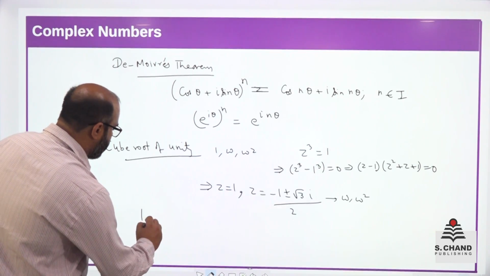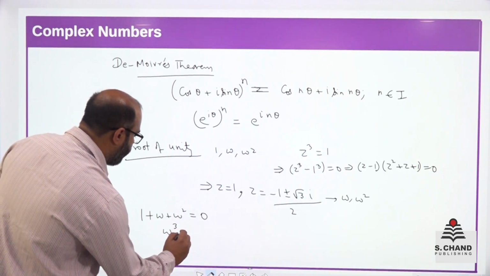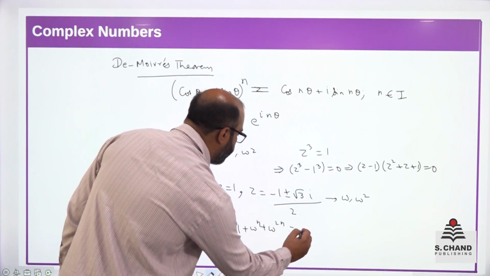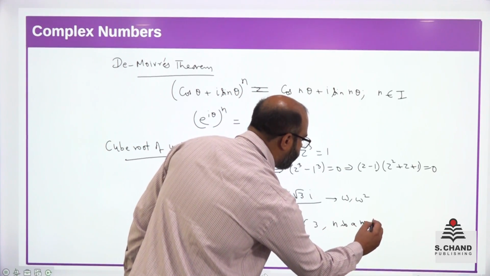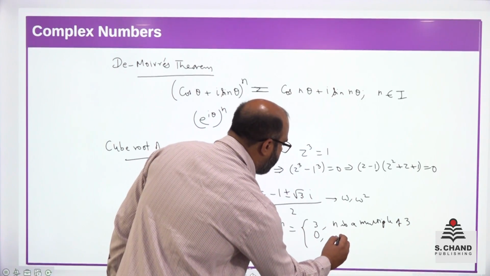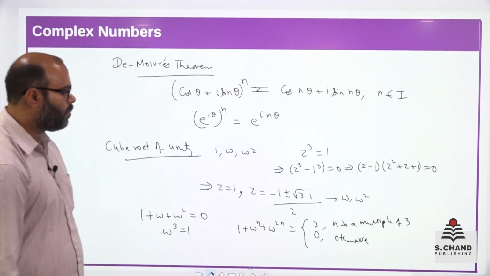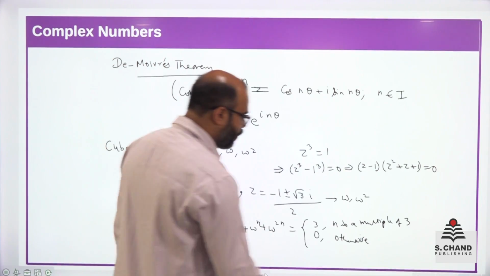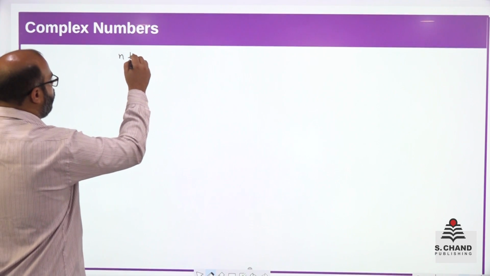So what are the properties? 1 plus omega plus omega square is equal to 0, omega cube is equal to 1, and 1 plus omega to the power n plus omega to the power 2n is equal to 3 if n is a multiple of 3 and 0 otherwise. That means it is not a multiple of 3. So these are some of the properties of cube root of unity. Next we have nth root of unity. So nth root of unity, what does it say?